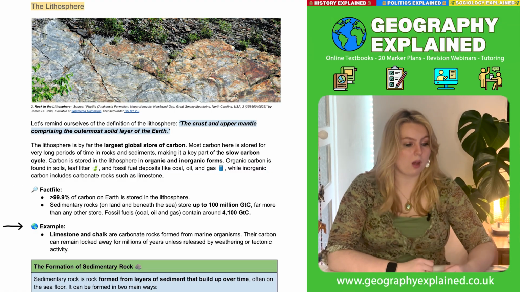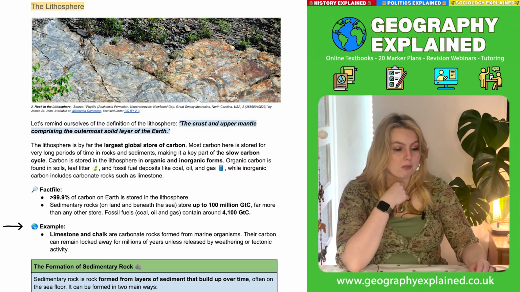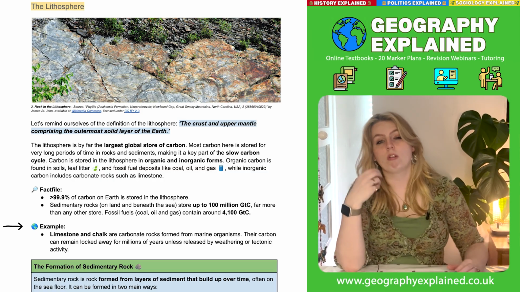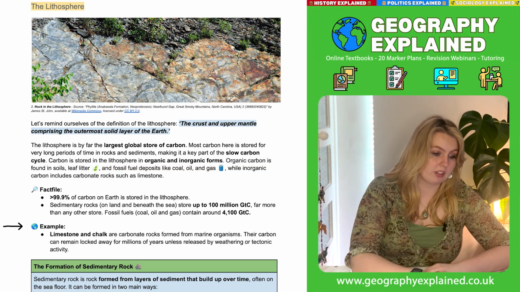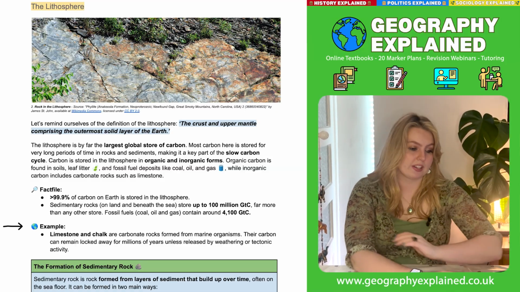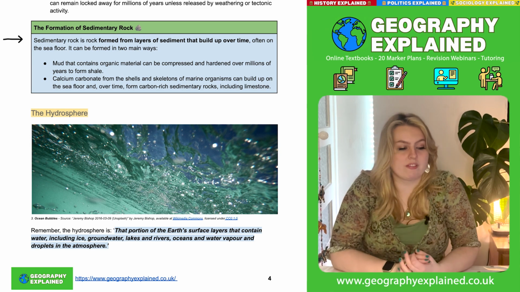Limestone and chalk are basically carbonate rocks formed from marine organisms. I think I went over that beforehand. Their carbon can basically remain locked away for millions and millions of years unless it is released by something like weathering or tectonic activity. A little info box here as well talks a bit about that formation of sedimentary rock.